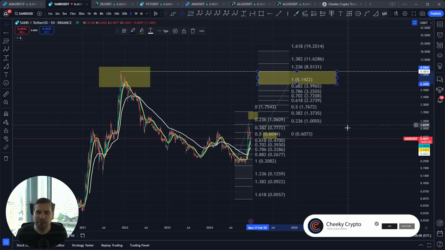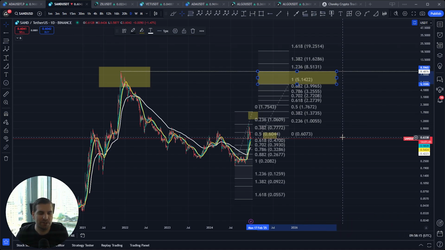For me, I think for 2025, to be more realistic and conservative, we'll aim somewhere between $5 and $8.50. I feel that that is going to be the most comfortable place to aim when it comes to Sandbox. But of course, guys, what do you think?